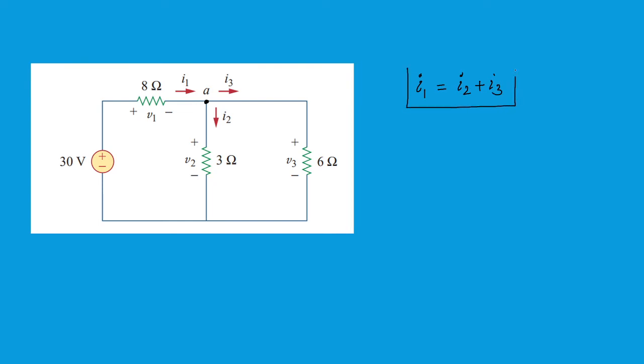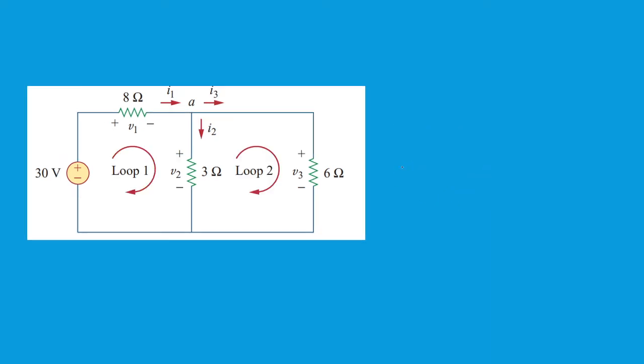This is very important. Incoming currents must be equal to outgoing currents. Or you can also write I1 minus I2, because I2 is leaving, minus I3 is equal to 0. Again, you'll get the same thing: I1 is equal to I2 plus I3. This is what KCL stands for. Next, this is another example to apply KCL and KVL.